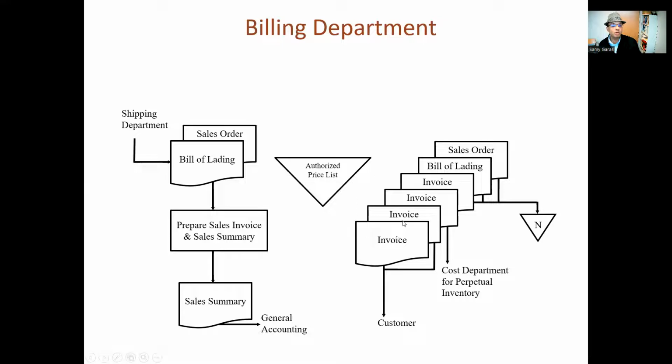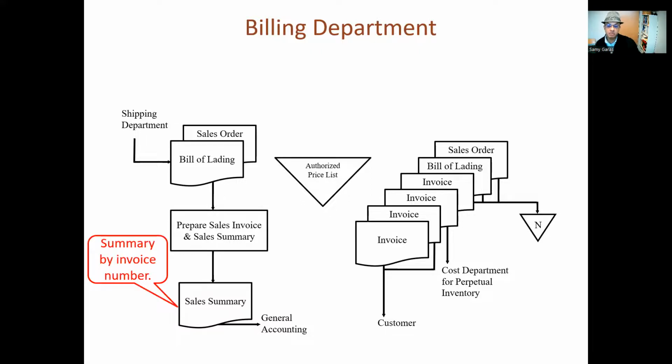And we might wonder, why do we send an original and copy to the customer? So that the customer can sign the copy that he received the original and it's matching to the sales order and the bill of lading. Then we have one copy goes to the cost department for perpetual inventory. And then we have the bill of lading and the sales order attached to the invoice to prove that what the customer ordered is shipped and billed.